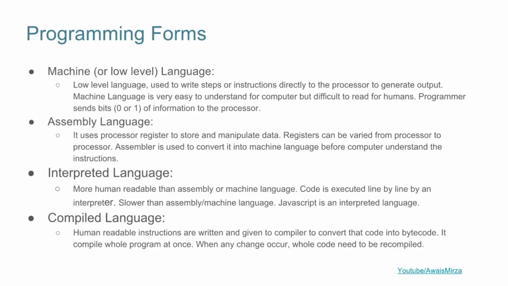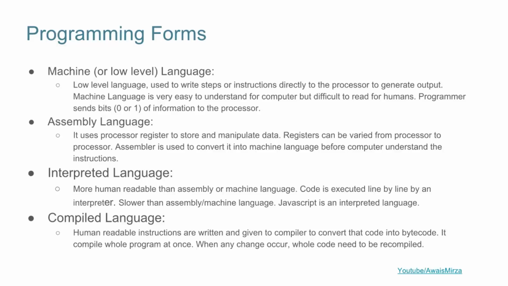So it is human readable instructions given to compilers to convert the code into bytecode. It compiles the whole program at once. When any change occurs, the whole code needs to be recompiled. There are many languages that are interpreted and compiled, just like Java. Java can be executed line by line or can be executed as the whole code at once.